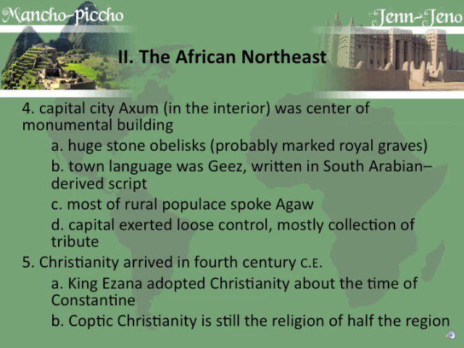The capital exerted loose control, mostly a collection of tributes, and they had a pretty decent military as well. They're going to convert to Christianity around the same time as Constantine, with King Ezana, who will accept more of the Coptic Church, which had some disagreements on the deity of Christ and the Trinity and how that worked, and also dealing with baptism. But overall, they were following the Christian church that had been developing at that time.